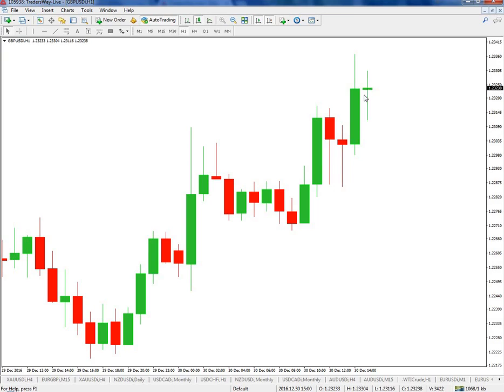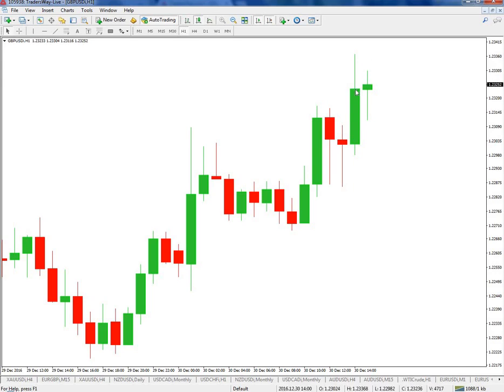A good way to remember bullish and bearish, guys, is that a bull attacks up with his horns, and a bear attacks down with his claws. So if I say bullish, what does the bull do? A bull attacks up with his horns, so it's going up. And if I say bearish, what does the bear do? A bear attacks down with his claws, so the market is going down.